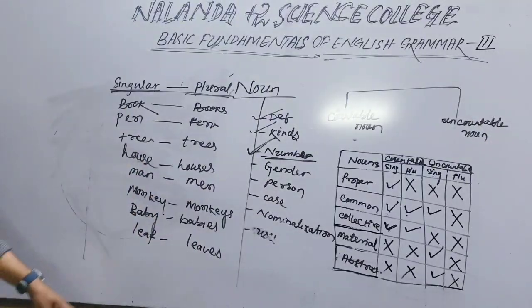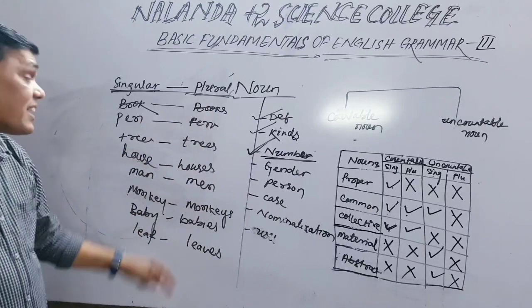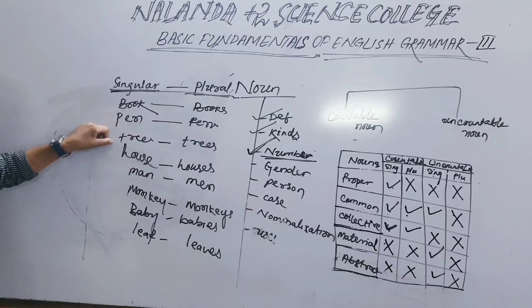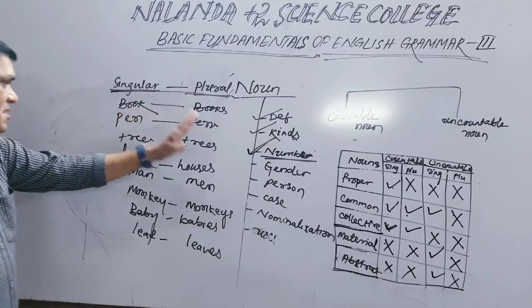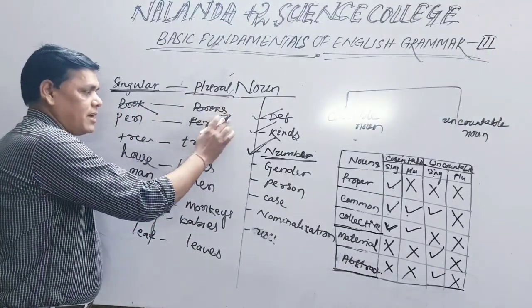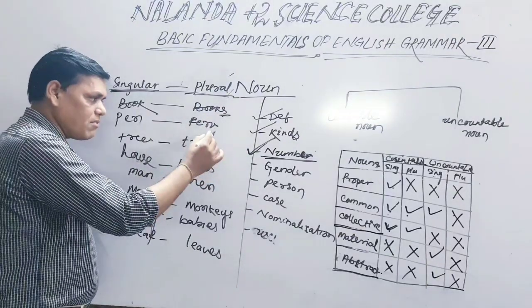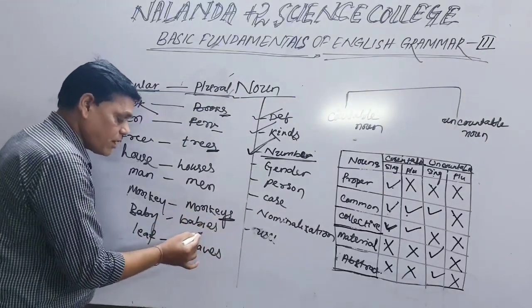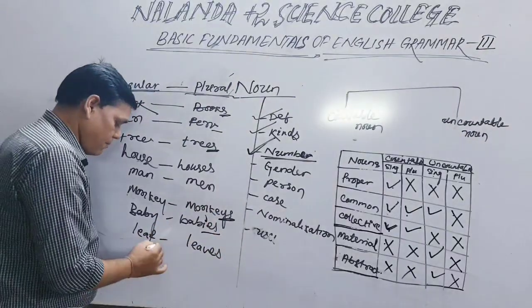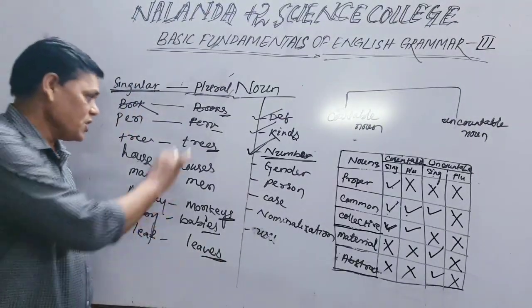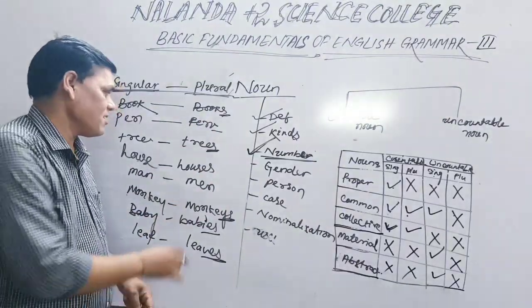Friends, you may notice something unique in the process of forming a plural. Singulars are all equal: book, pen, tree, house, man, monkey, baby, leaf. These are countable things. But when we change them into plural, some end with S. Some become plural with S. Some require ES to make it plural. Some end with Y, and some require IES to make it plural. From F or FE, something changes into VES while making plural. So, some unique things that we come across.